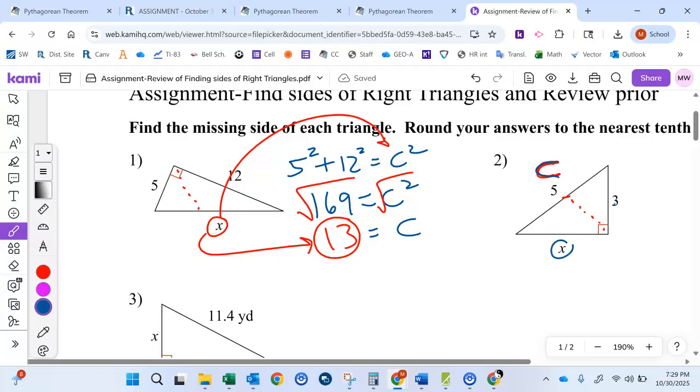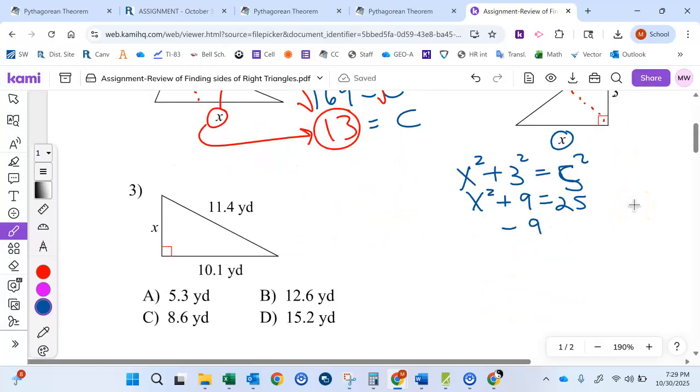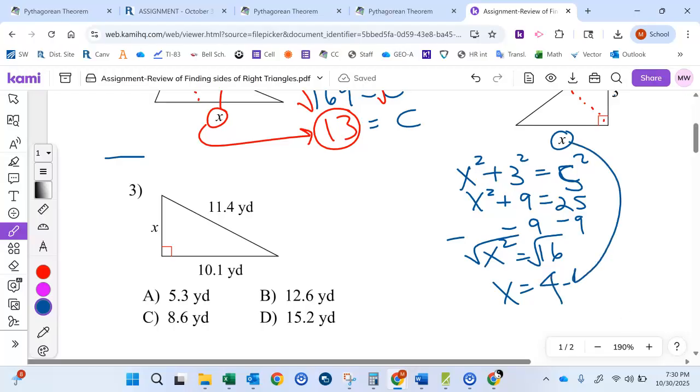So now we're going to solve for this one. We go x squared plus 3 squared equals 5 squared, because we know that's 5. And then we're going to get x squared plus 9 equals 25. Minus 9, x squared equals 16, and then I have to take the square root of both sides, so x is going to be equal to 4. So this one, x is 4.